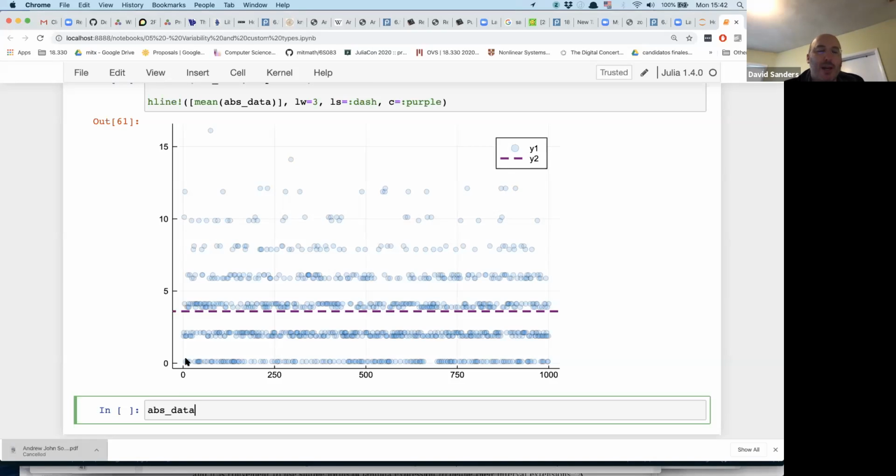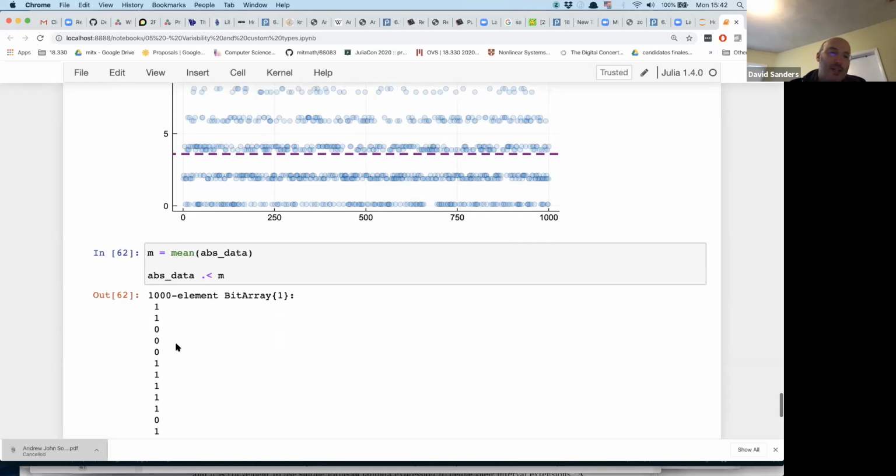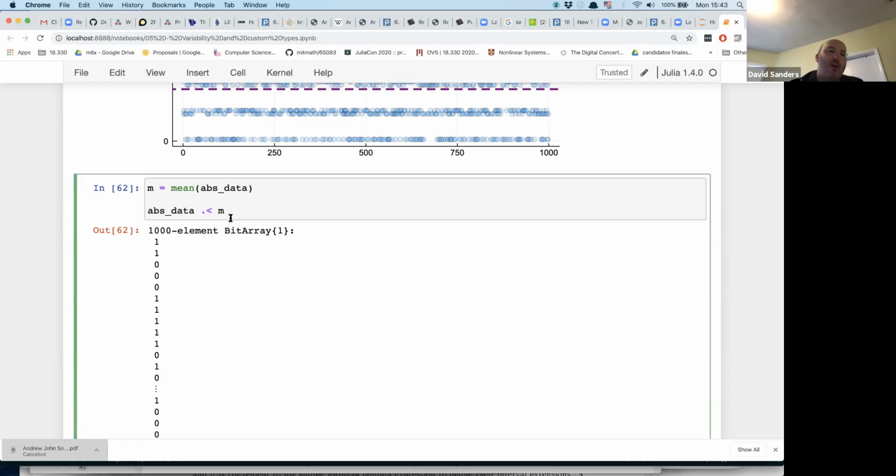So I have abs underscore data, the absolute value of the data, and I want to check, is that between 0 and, in other words, since it's all positive, is it just less than the mean? And I want to check that element-wise. So let's call M the mean of abs data, and I want to check abs data less than the mean M. That will give me, as usual, a vector of booleans. It tells me for each value in the array, is it less than M or not? 1, yes. 0, no. And now I want to know how many of those there are.